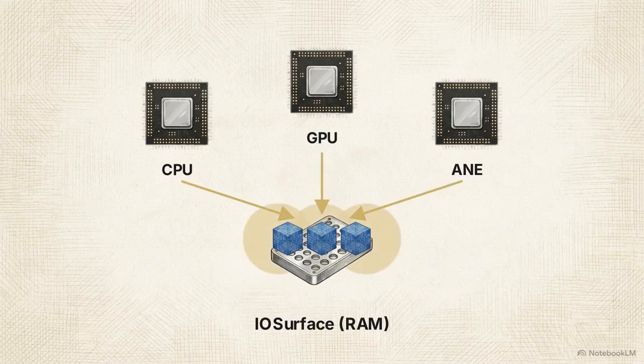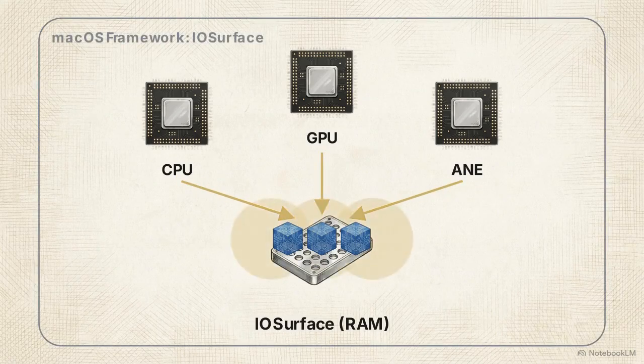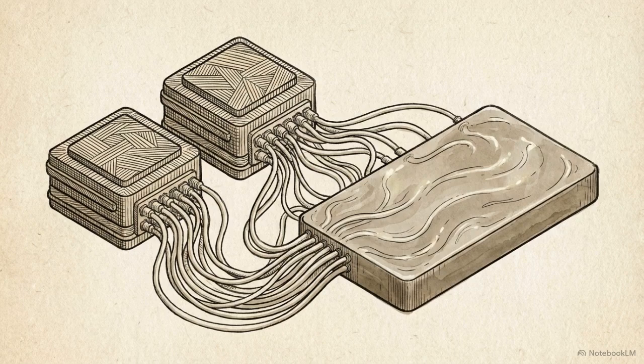This is a shared memory logic diagram demonstrating how the CPU, GPU, and ANE all point to a single I/O surface block in RAM, bypassing the need for data copies. I/O Surface is a macOS framework designed to share hardware-accelerated buffer data across multiple processes efficiently. This zero-copy architecture enables a symmetric synchronization model utilized in production large language model pipelines.